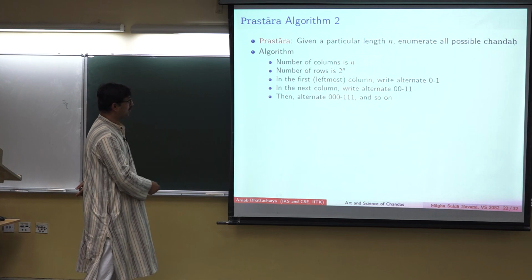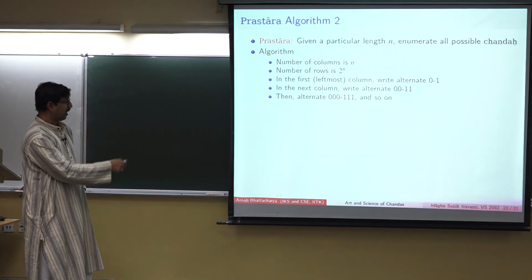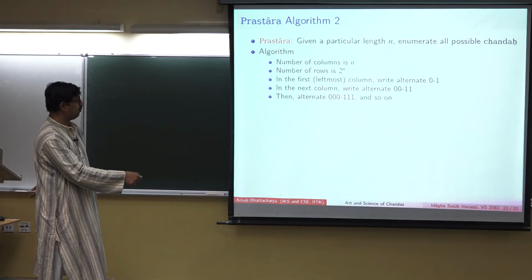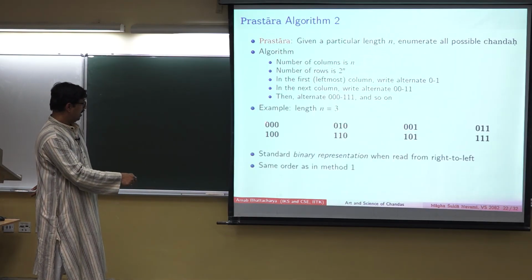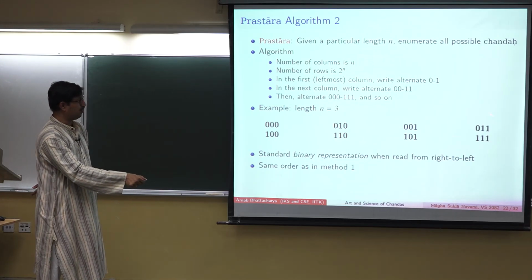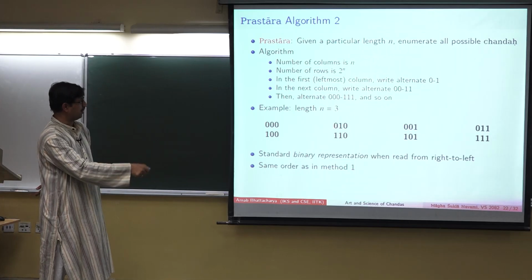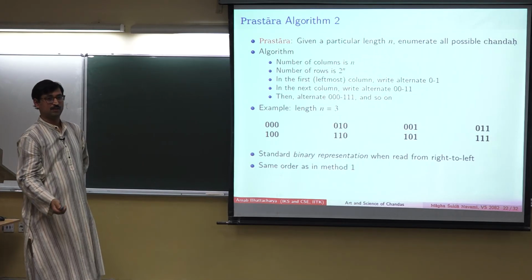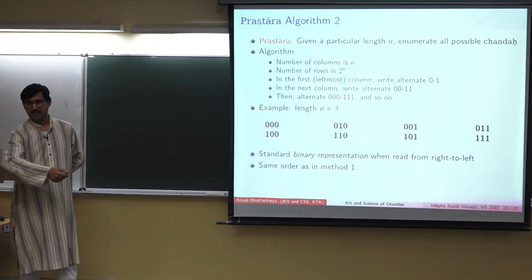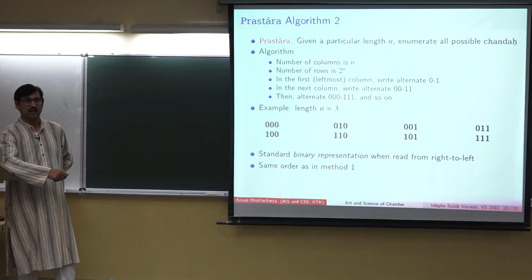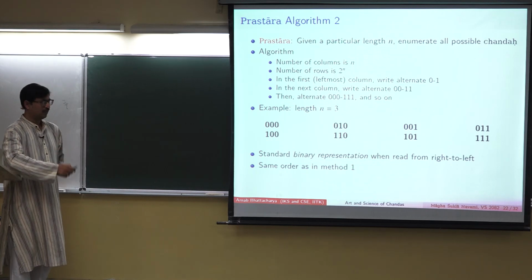The next algorithm is another algorithm for this, which is probably the easier one. You just write 0 1 0 1 0 1 0 1, then you write 0 0 1 1 0 0 1 1, then you write 0 0 0 0 1 1 1 1. So the number of columns is n, start from the leftmost, write alternate 0 1, then alternate 0 0 1 1, then 0 0 0 0 1 1 1 1. This is even easier, right? Except that there is an assumption about how far you can keep on doing it.